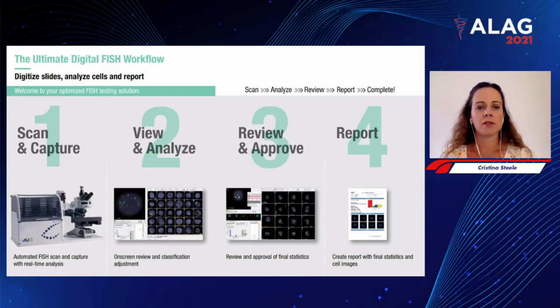Once the images are obtained in the review station, one can go through and review all the thumbnail images that were captured, and then review and approve the analysis for the cytogenetics director or pathologist to complete their sign out, and also use the ASI software to produce a report.